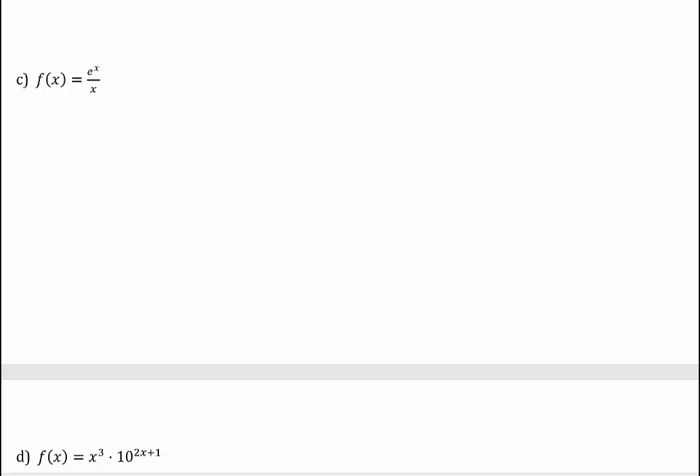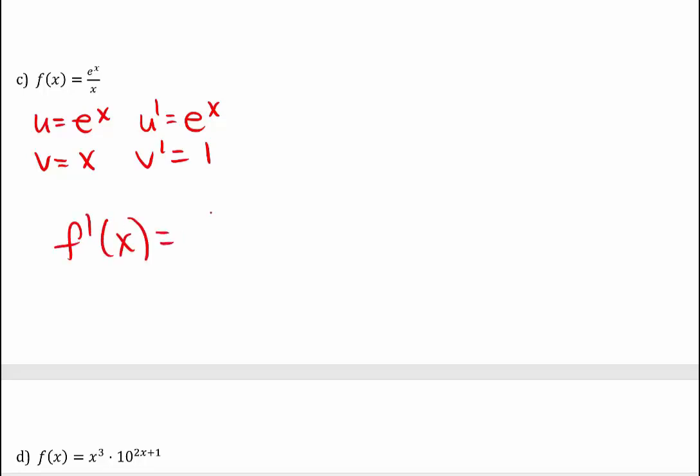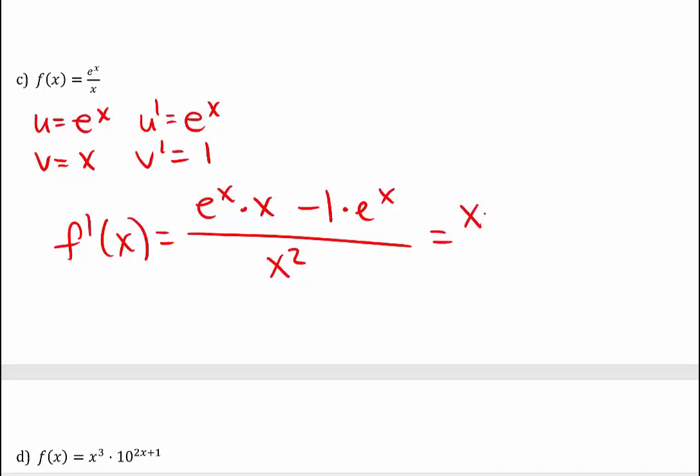Example C, this time we have a quotient. My numerator, my u, is e to the x. My denominator, my v, is x. So u prime is e to the x, and v prime is 1. And now because I have a quotient, I have to use my quotient rule. So the derivative is going to be u prime times v minus v prime times u all over v squared. Or we could write that as x e to the x minus e to the x divided by x squared.